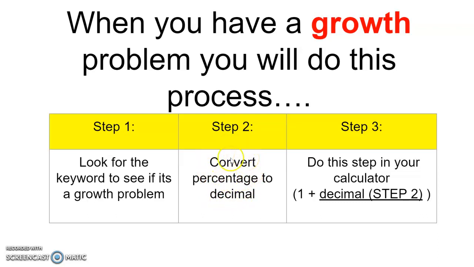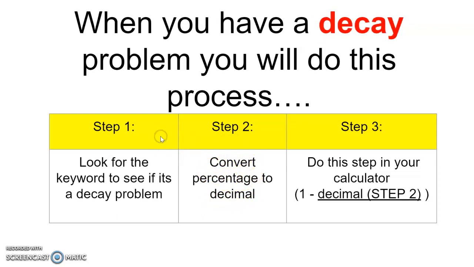And what if the problem is a decay problem? Step 1, look for the keyword to see if it's a decay problem. Step 2, look for the percentage and convert it to a decimal. And then the last step is 1 minus the decimal that you got here. This only works when it's a decay problem.